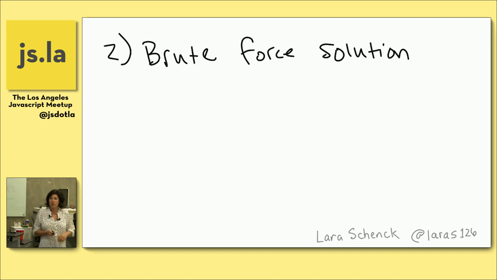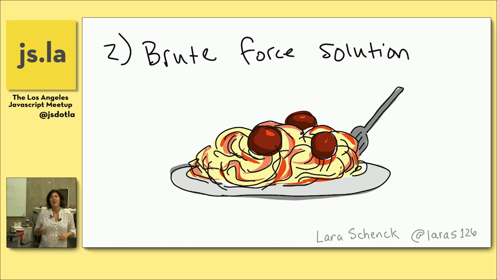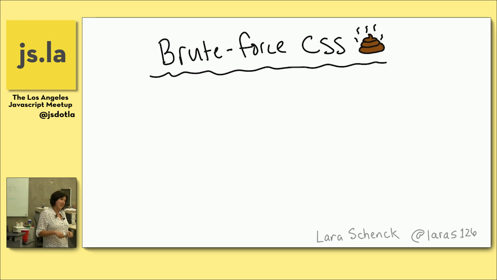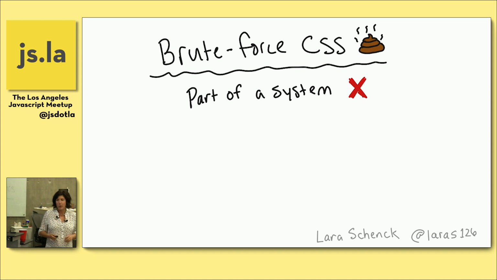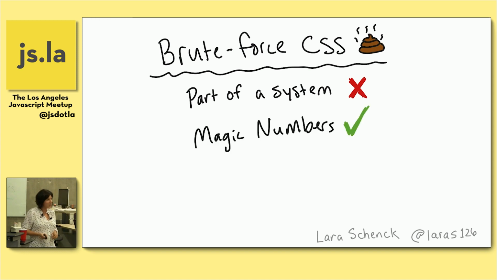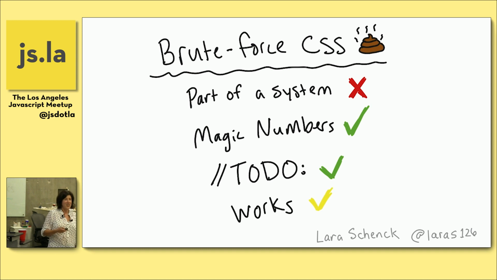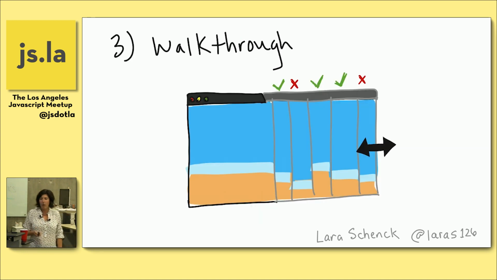But then brute force solution, AKA spaghetti. Yeah, that's fine. We're allowed to write bad code. That's okay. So I have my brute force CSS, smelly CSS. What are some qualities of brute force CSS? Part of a system? No, definitely not. Magic numbers? Absolutely. Do I have a bunch of hard-coded pixel values? For sure. To-do comments everywhere? Also absolutely. Does it work? Maybe a little bit. Cool. It's just your time to play around, figure out what you're looking for, try to get it to work. And then my walkthrough step.